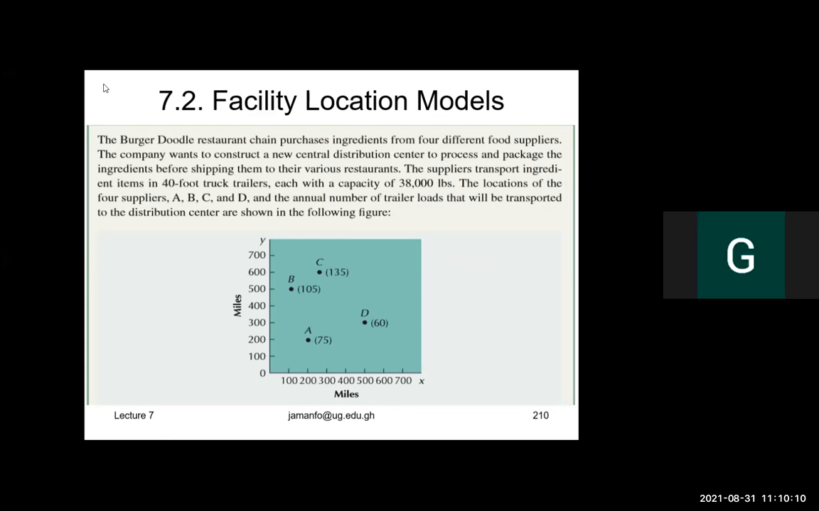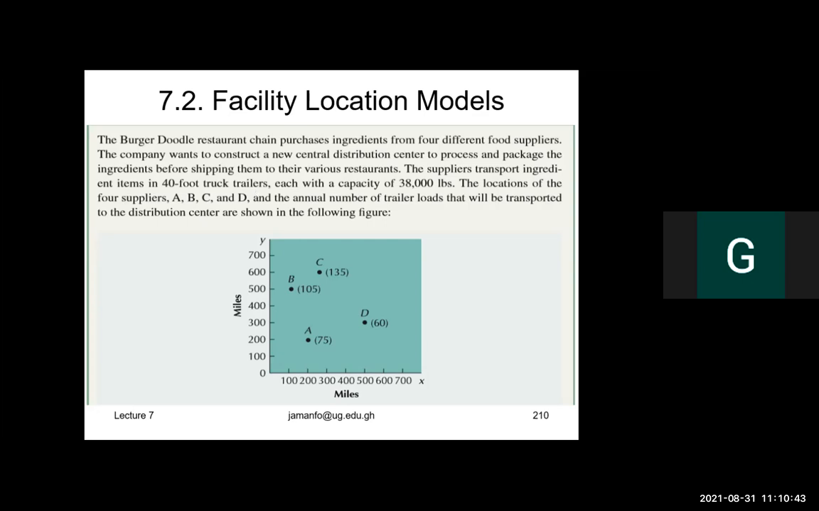Okay, so facility location models. The Beggar Dodo restaurant chain purchases ingredients from four different food suppliers. The company wants to construct a new central distribution center to process and package the ingredients before shipping them to their various restaurants. The suppliers transport ingredient items in 40-foot truck trailers, each with a capacity of 38,000 tons.